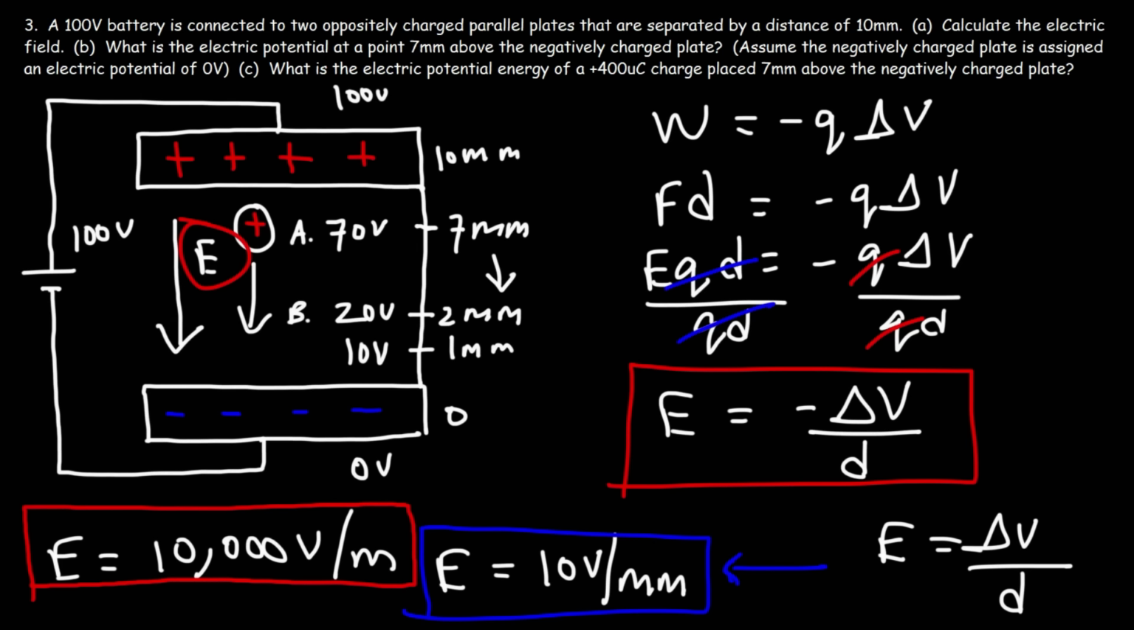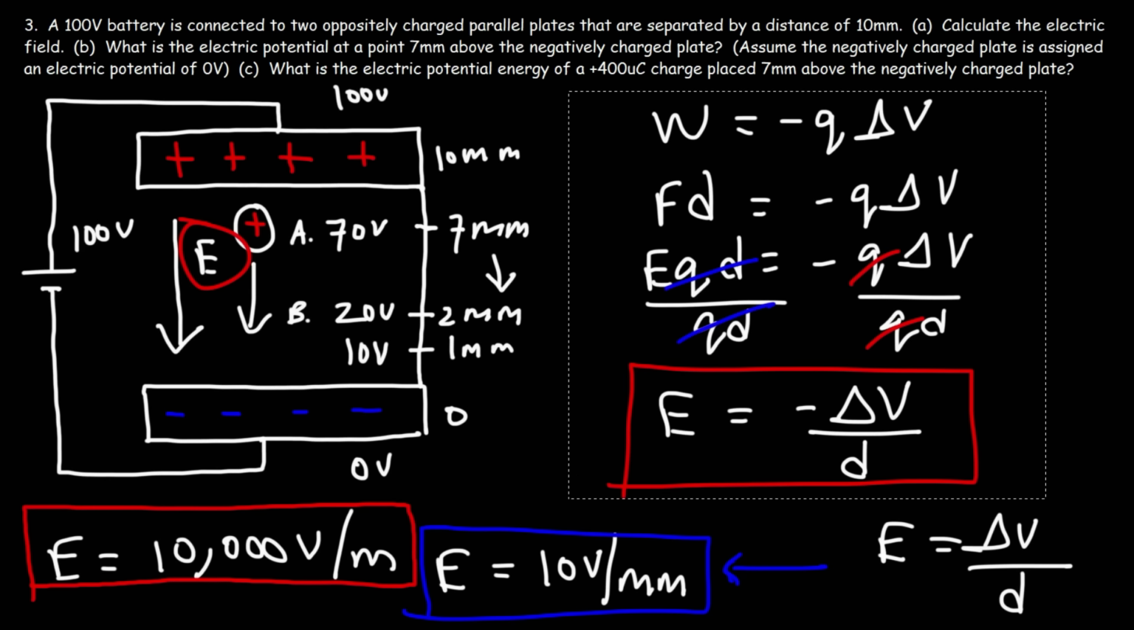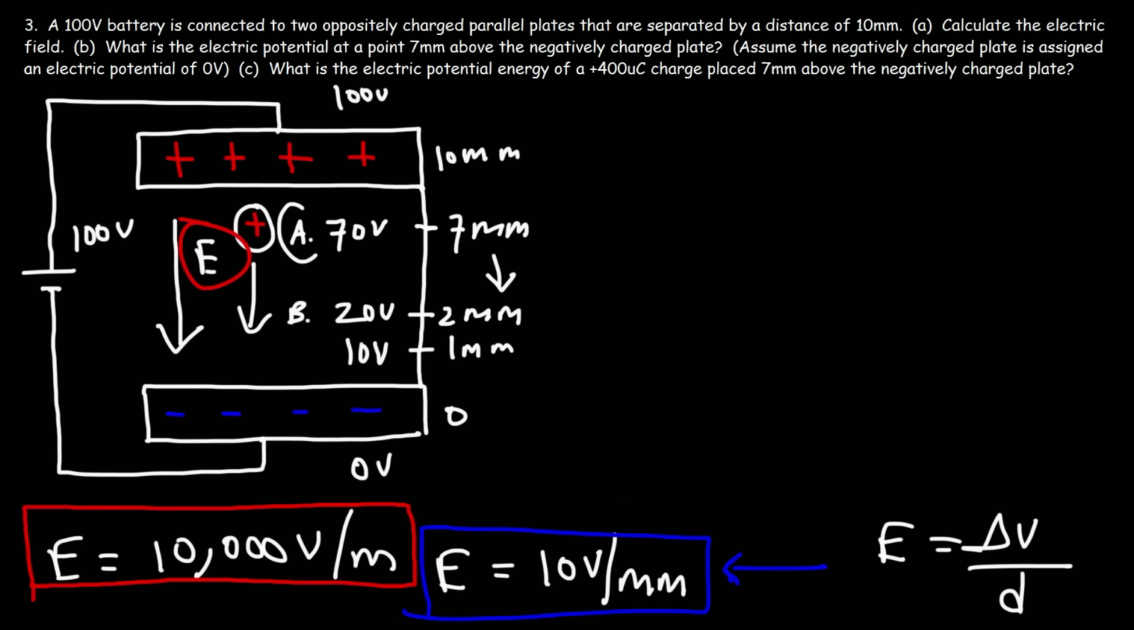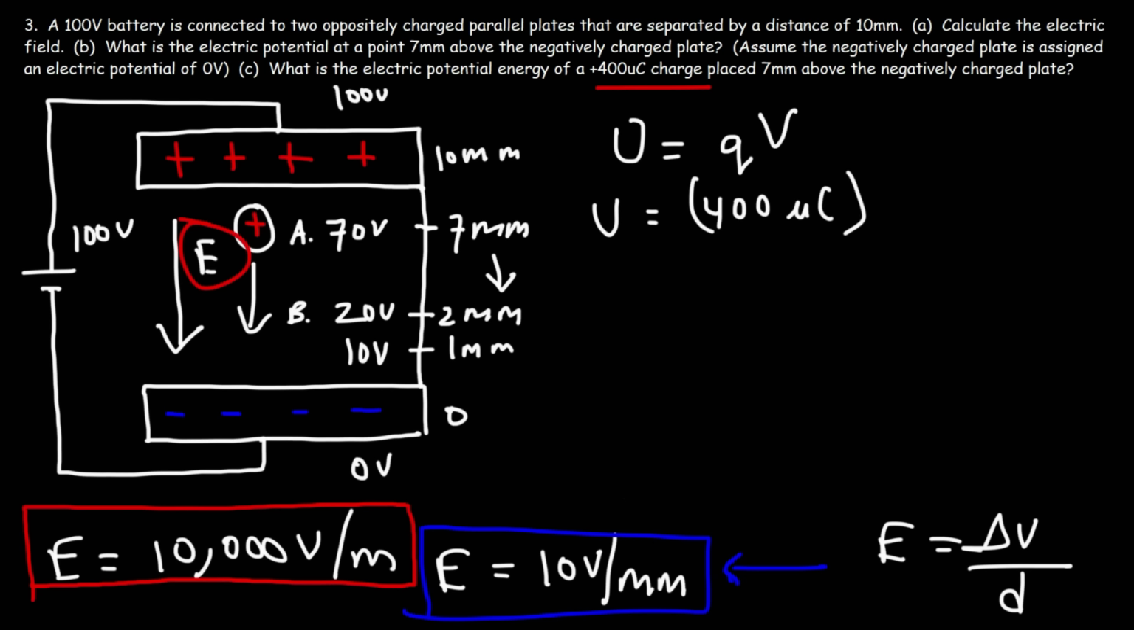Now let's move on to part C. What is the electric potential energy of a 400 microcoulomb charge placed 7 millimeters above the negatively charged plate? So we want to calculate the electric potential energy at point A. So we have a charge at point A, but we also have the magnitude of that charge. To calculate the electric potential energy is simply the charge times the electric potential. So we have a 400 microcoulomb charge, and at 7 millimeters above the negatively charged plate, the electric potential is 70 volts.